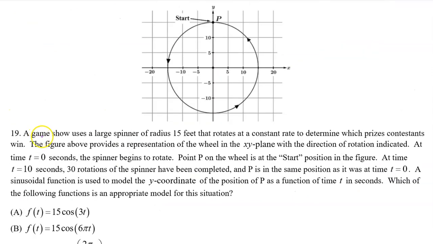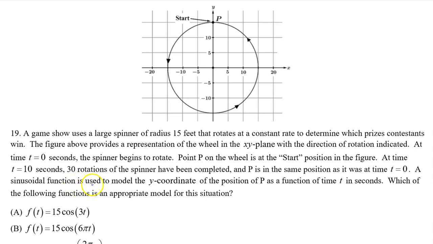Number 19. A game show uses a large spinner of radius 15 feet that rotates at a constant rate to determine which prizes contestants win. The figure above provides a representation of the wheel in the xy plane with the direction of rotation indicated. At time t equals 0 seconds, the spinner begins to rotate. Point P on the wheel is at the start position in the figure. At time t equals 10 seconds, 30 rotations of the spinner have been completed, and P is in the same position as it was at time t equals 0.